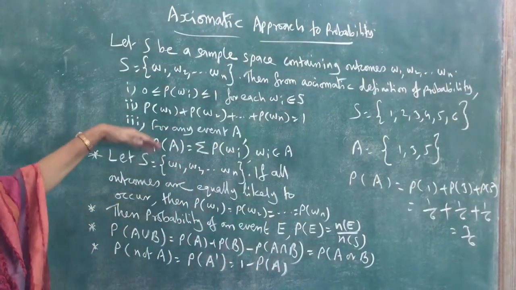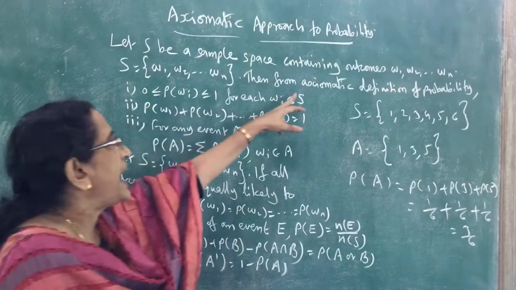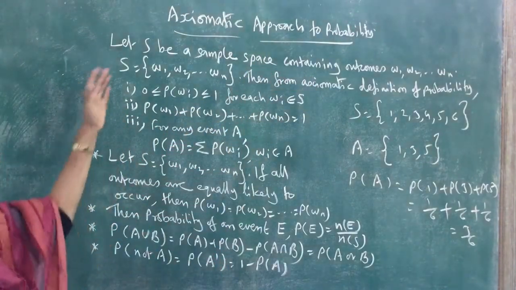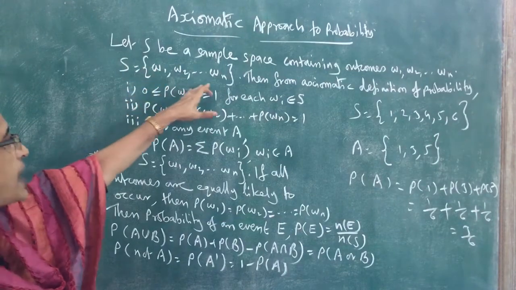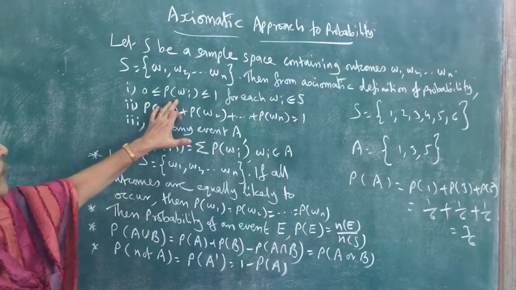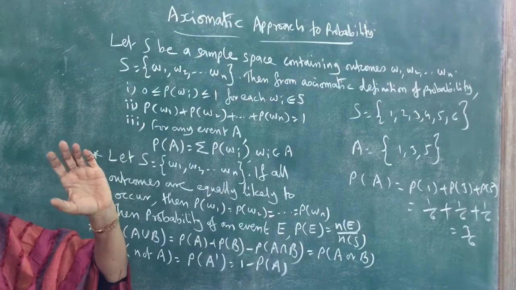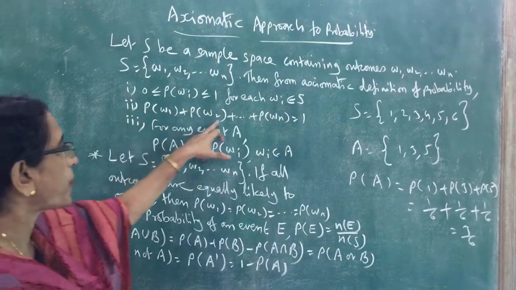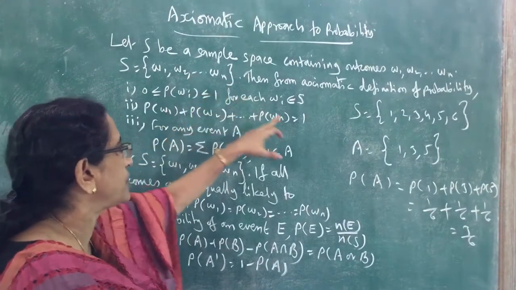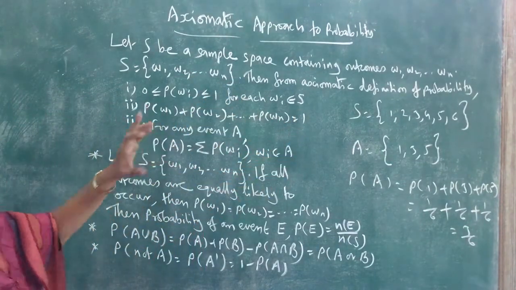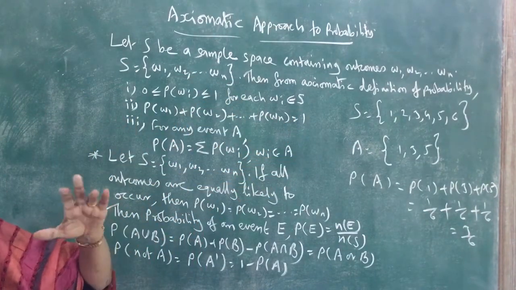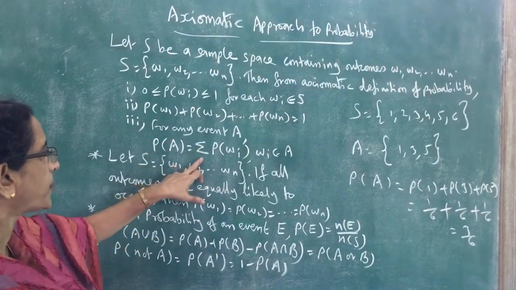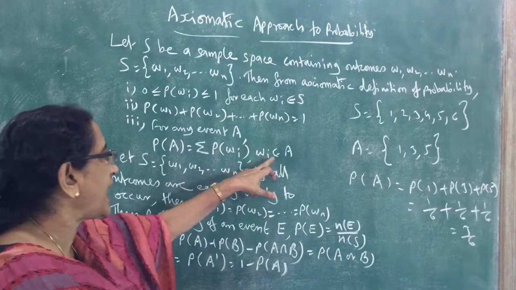So these are the conditions of the axiomatic approach to probability. When S is the sample space, the probability of each element will be between 0 and 1, including 0 and 1. Then the sum of the probabilities of all the elements will be equal to 1. Then, if you consider any event A associated with that experiment, the probability of the event A equals sigma probability of omega i, where omega i belongs to A.